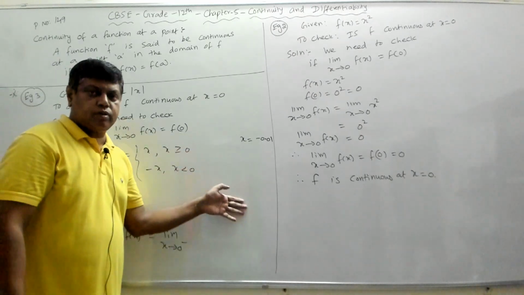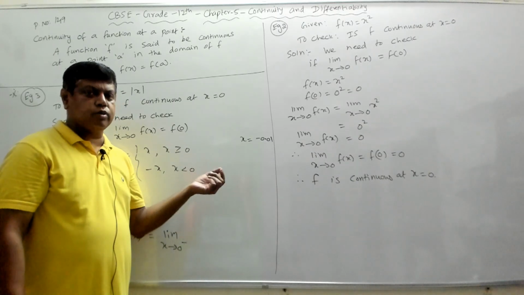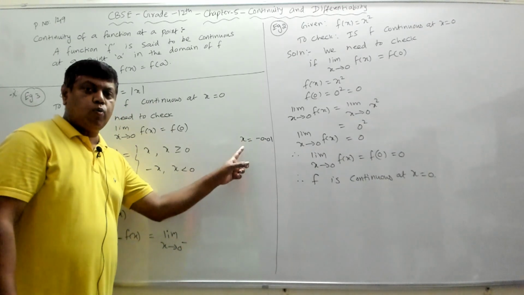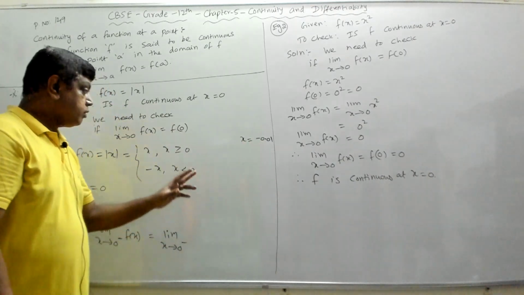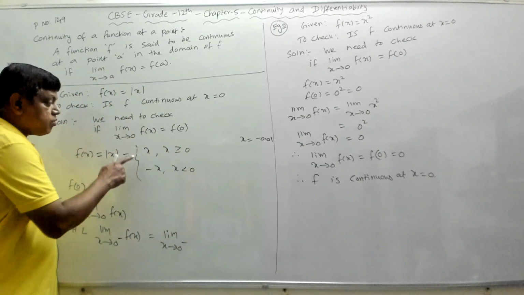There are infinitely many values which are very close to 0 but less than 0. I am just taking one value. Now what is the value of x? x is minus 0.01. We are taking this value just as a sample, to see which function we have to write here.